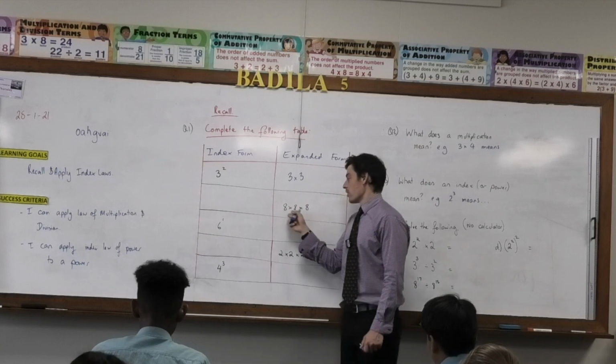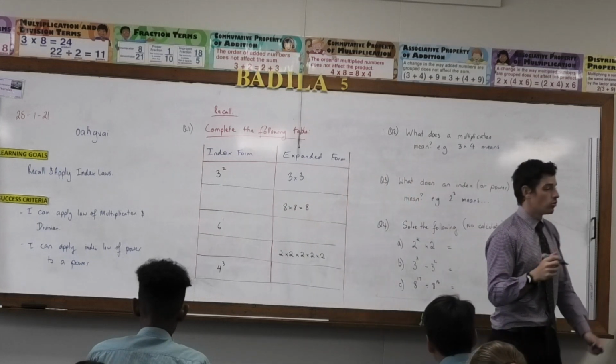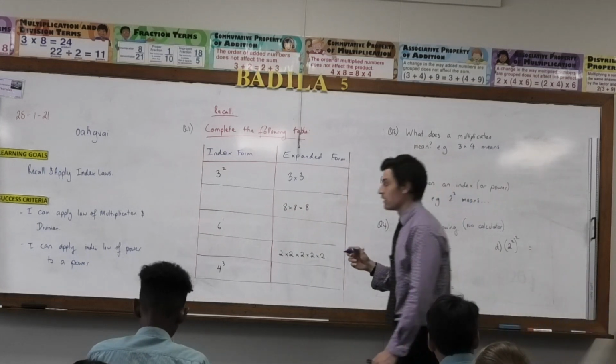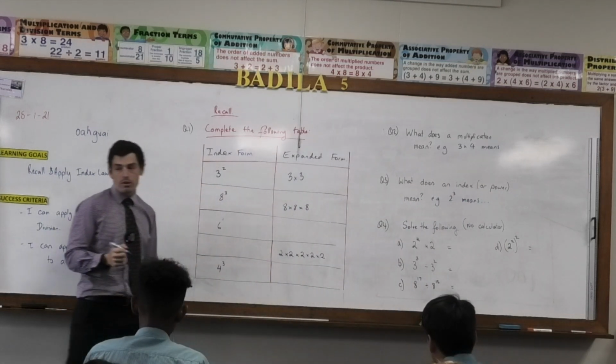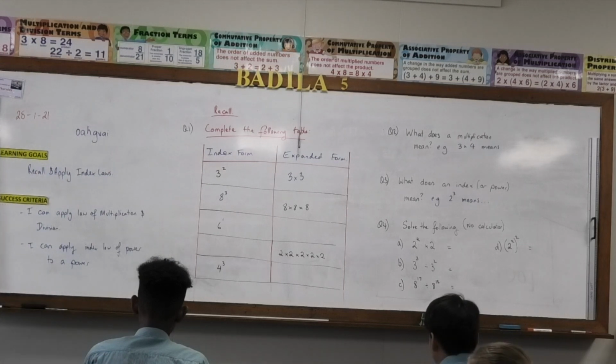Twice, okay? So 8 times 8 times 8 in index form, what do you think that is, Lucinda? 8 cubed or 8 to the power of 3? Yep, 8 cubed, 8 to the power of 3, great work. 6 to the power of 1, Millie, what do you reckon that is? Just 6. Very good, there's 6.